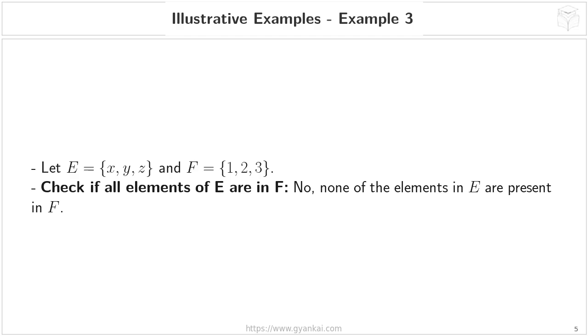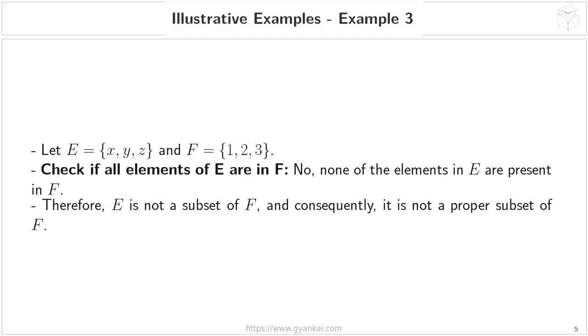Looking at the sets, we can clearly see that none of the elements X, Y, or Z appear in set F. Therefore, the condition for set E being a subset of set F is not met. Because set E is not a subset of set F, it automatically follows that it cannot be a proper subset of set F either. Remember, a proper subset must be a subset first, and it also must be unequal to the original set. Since it doesn't even qualify as a regular subset, it definitely isn't a proper subset.